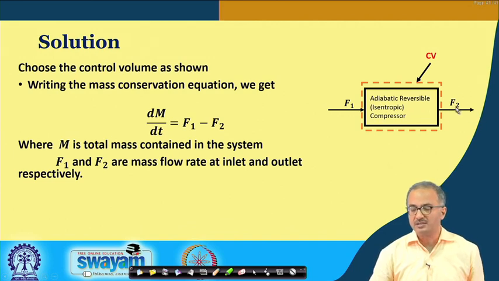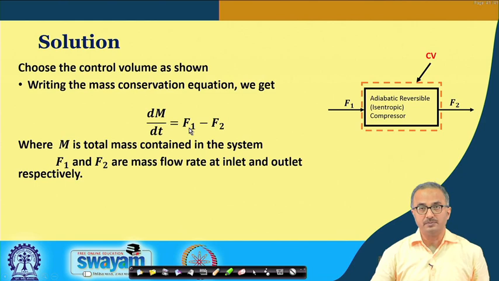Now, naturally this particular stream F2 will have a greater pressure than the stream F1. Okay. So, first we are writing the mass conservation equation for this particular control volume. Here there is no generation or consumption of any of the species within the control volume. So, we are leaving out the generation term. Here we have the input term and the output term, and this is the accumulation term.